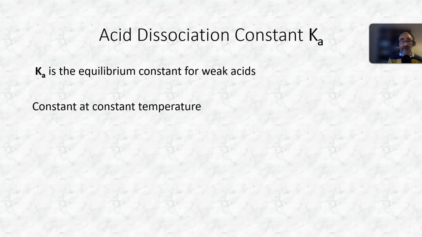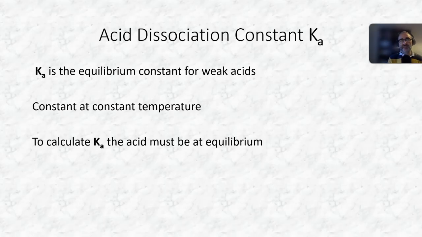Just like any other equilibrium constant, this is constant at constant temperature. So when you're quoted a Ka value or you quote a Ka value, it refers to a particular temperature. If the reaction is done at a different temperature, you will have a different Ka value. And again, just like any other equilibrium, if we're going to calculate the Ka value, our acid dissociation must be in equilibrium, and we'll look in a moment at what that equilibrium looks like.